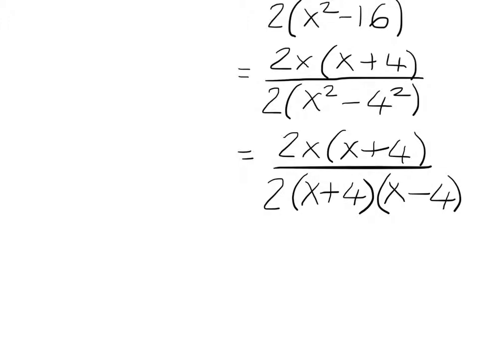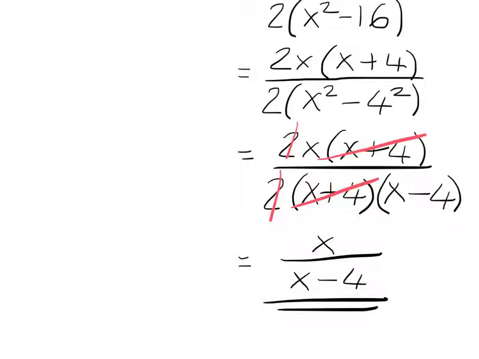We have an x plus 4 bracket on the top, which can then be cancelled with the x plus 4 bracket on the bottom. And then we have the 2 on the top, which can cancel with the 2 in the bottom. That leaves us with x on the top on its own, and on the bottom line our x minus 4 in the bracket. We don't really need the bracket, so we can get rid of it at this point. That's our answer fully simplified, and the end of the question.